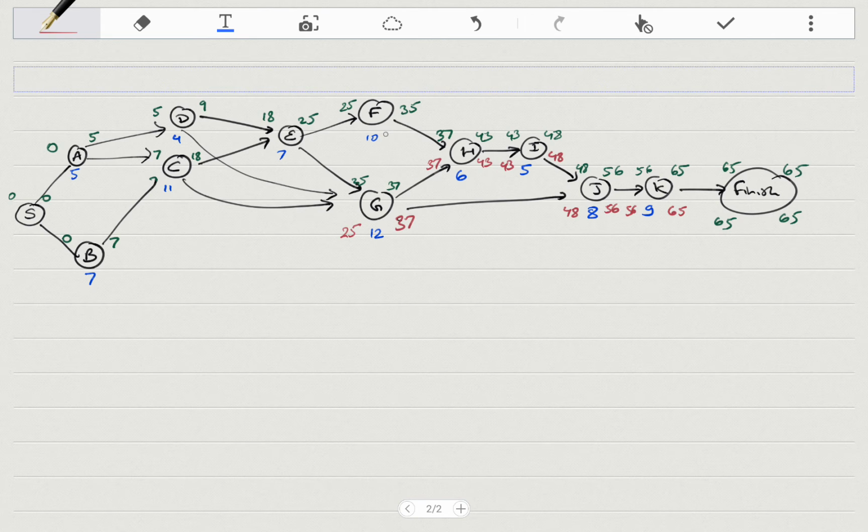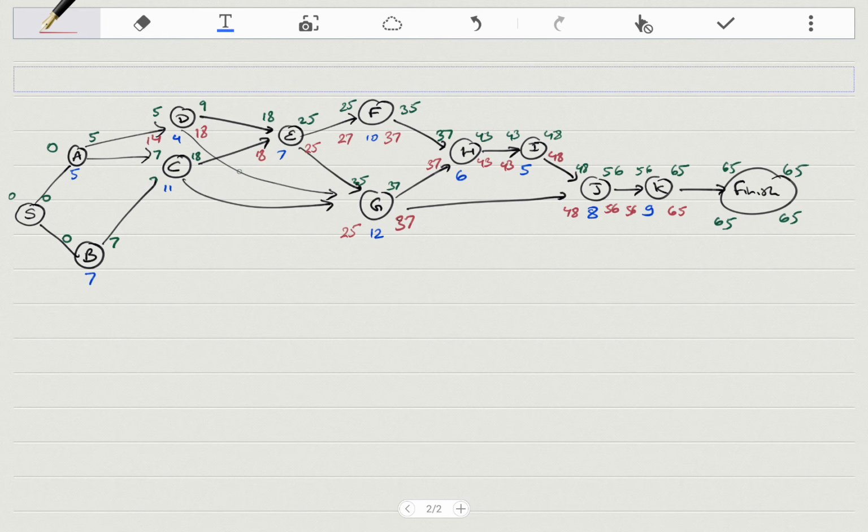F has only one successor, so 37, 37 minus 10 is 27. E has two, 27 versus 25, so you choose the smaller one, 25. 25 minus 7 is 18. D has two successors. You have to choose between 18 and 25. So you choose the minimum one. 18 minus 4 is 14.